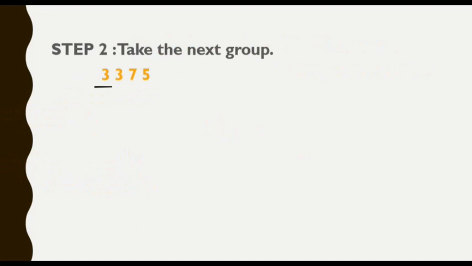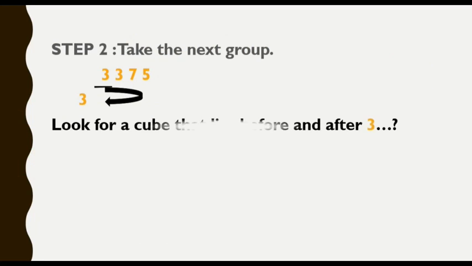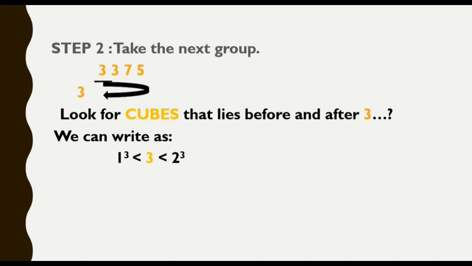Let's look for the cubes that lie before and after 3. If we see 1 cube, that is if we multiply 1 three times, 1 into 1 into 1 gives you 1. Going to 2, 2 multiplied 3 times to itself gives you 8. Our group 3 will lie somewhere between 1 and 8. So let's take the two values 1 cube and 2 cube and fit them around 3 such that 1 cube is less than 3, which is further less than 2 cube. So we can write it this way.